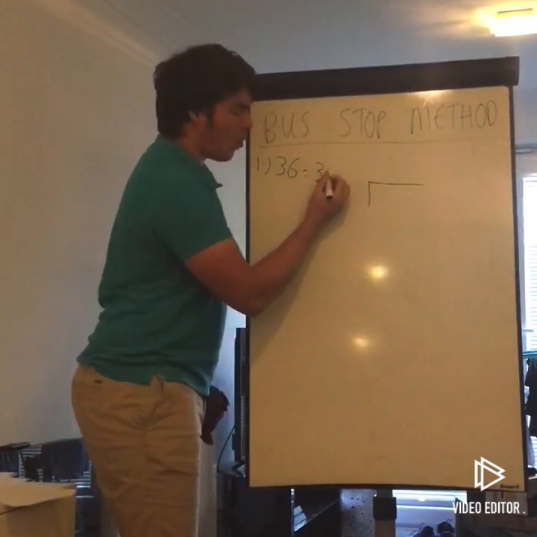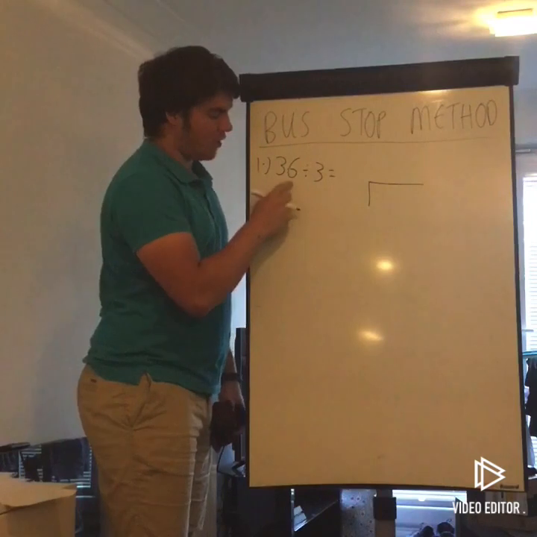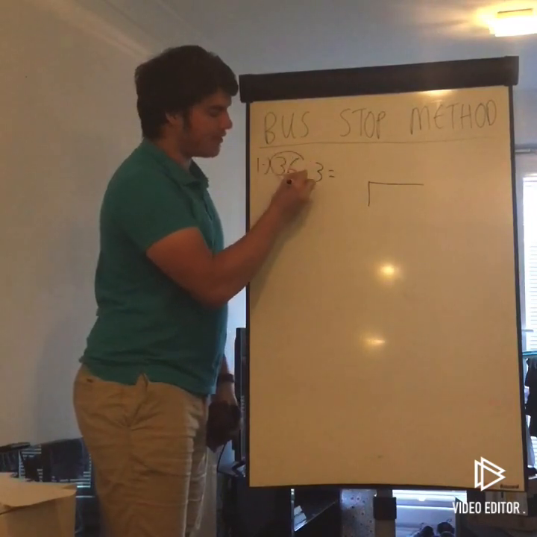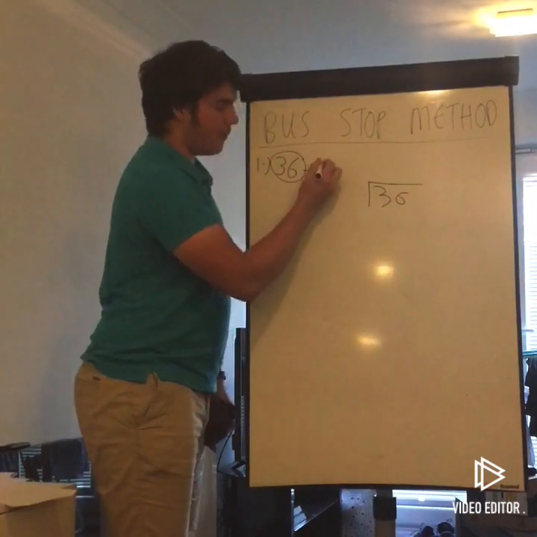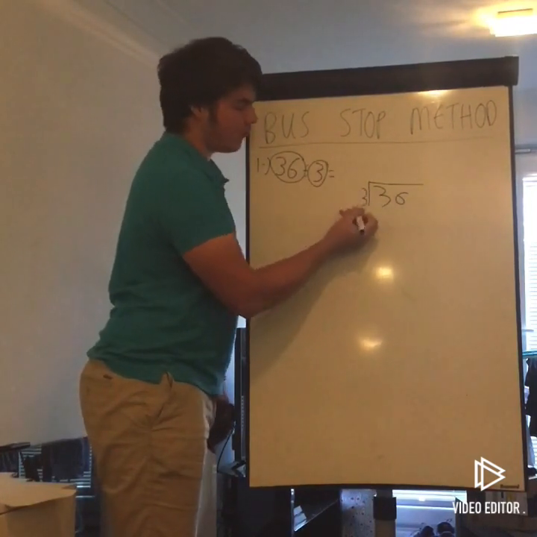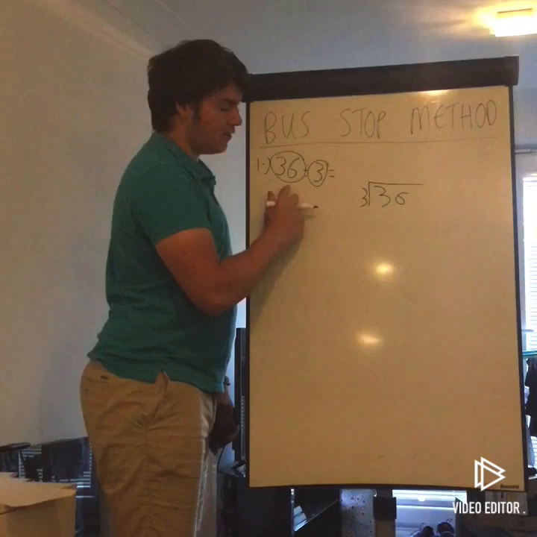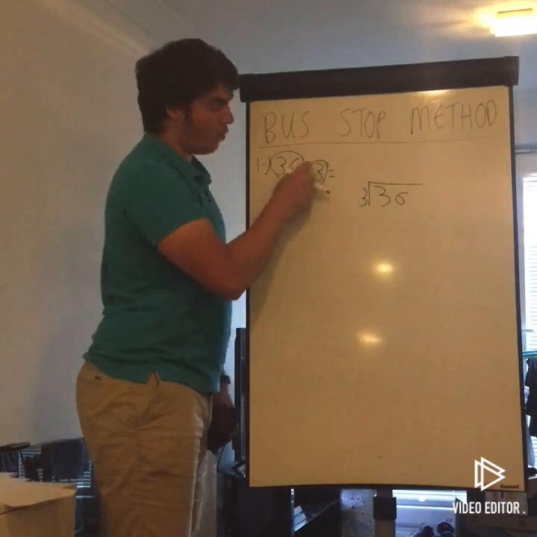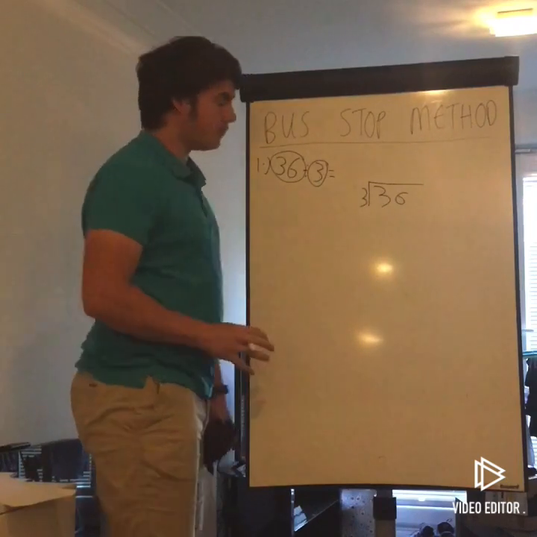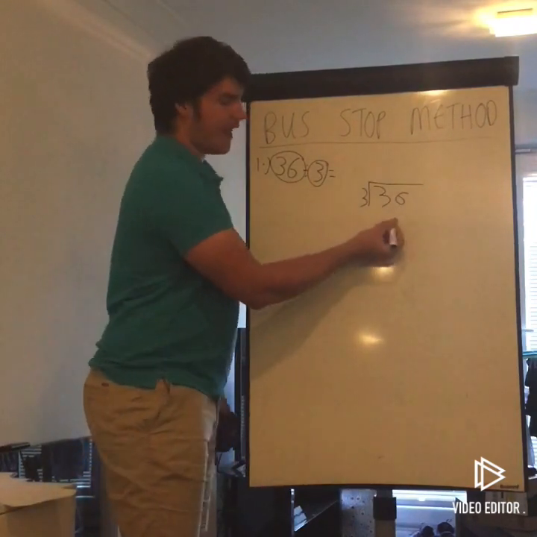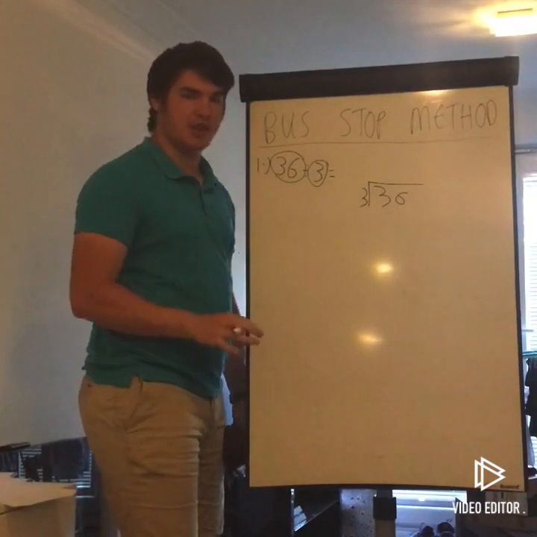So I need to work out where my numbers are going to go. The number that's being divided goes in the bus stop, and the number I'm dividing it by goes in front. So what are you dividing? 36, in the bus stop. What you're dividing by, 3, goes in front. That's a good start. So this part here is now basically going to split into 2 different numbers.